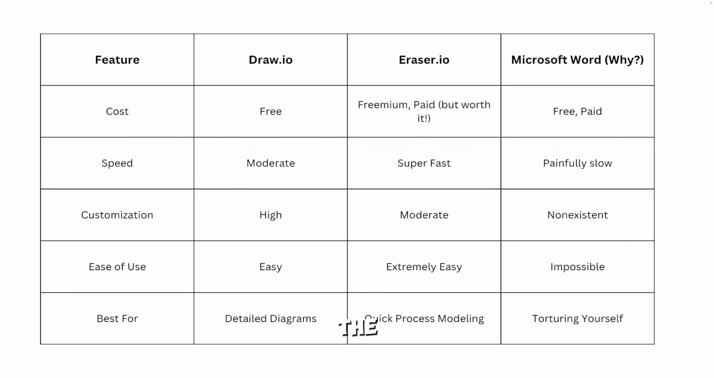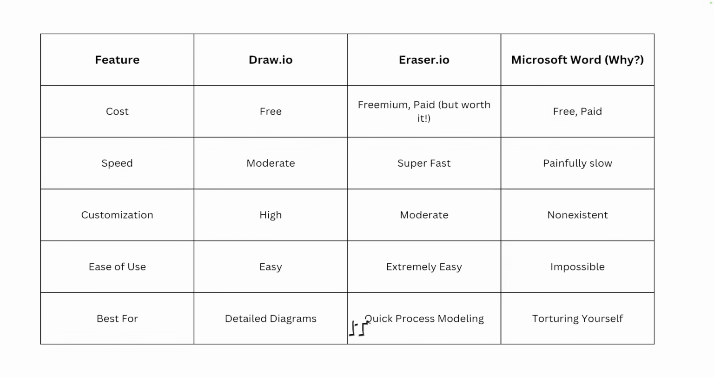But for me, I think the .io guys are smarter, they're faster. So if you look at the cost, draw.io is free, eraser.io is free, but you have the paid version of it. Office, Microsoft Word is free, and you also have a paid version depending on what plan you're on. And looking at the speed, draw.io is moderate, eraser.io is super fast, and using Microsoft Word for process modeling is painfully slow.